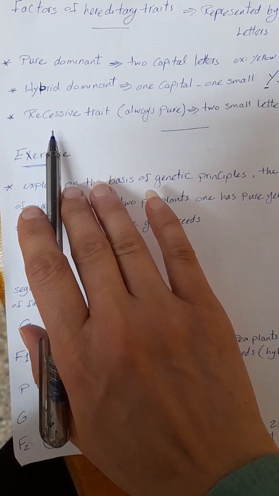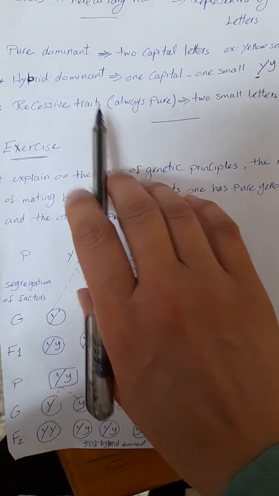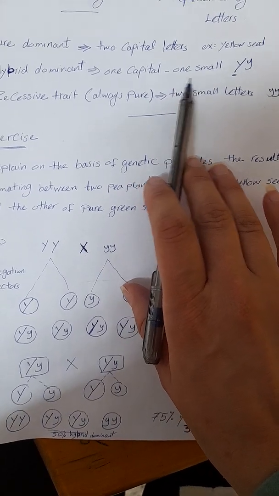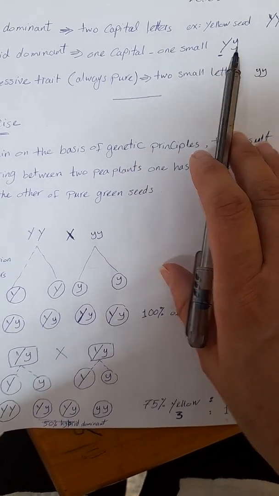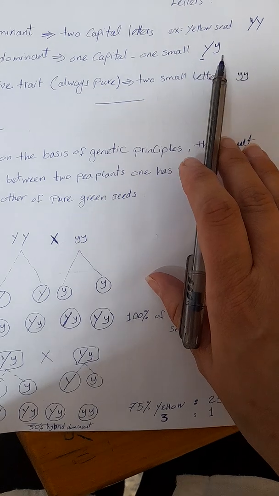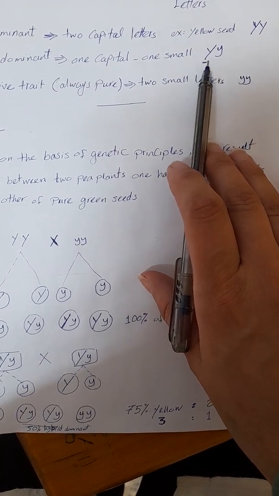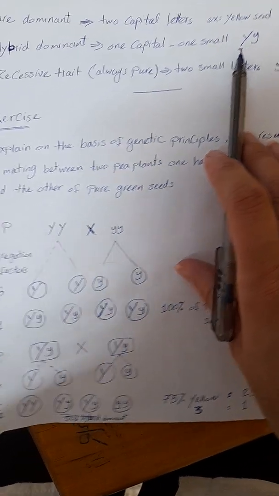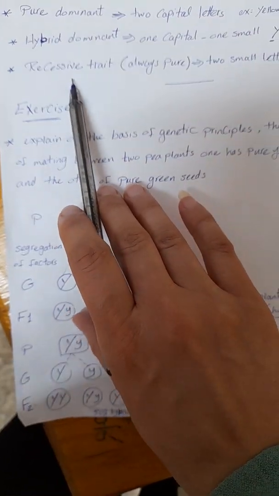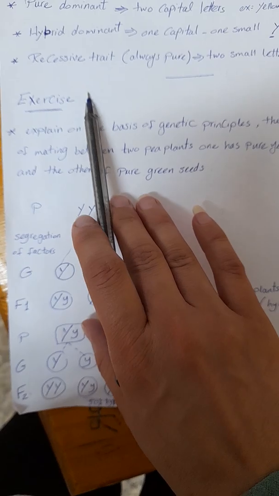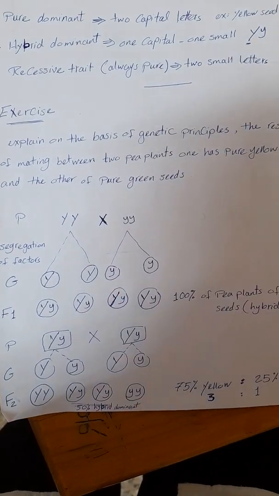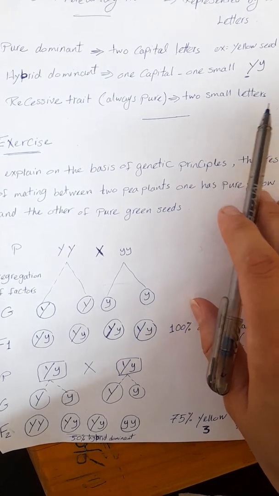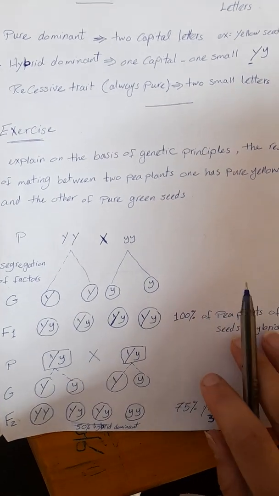If the trait is hybrid dominant, it is represented by one capital letter and the other is a small letter: capital Y, small y. The capital letter, which represents the dominant trait, is always written on the left. If the trait is recessive, the recessive trait is always pure, so it is represented by two small letters, small y, small y.